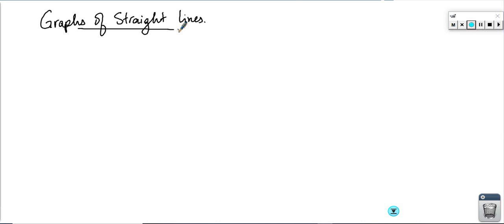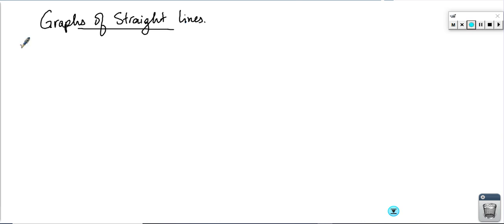Dear students, today we're going to focus on graphs of straight lines. This lesson will be divided into two parts. The first part, we're going to do the theory part: what is the equation of a straight line, what do letters stand for, and so on and so forth. And the second part is on plotting straight line graphs. Okay, so let's start from the theory part.